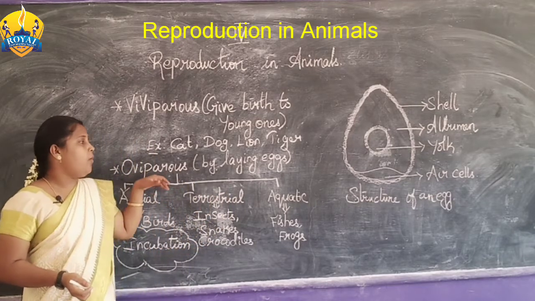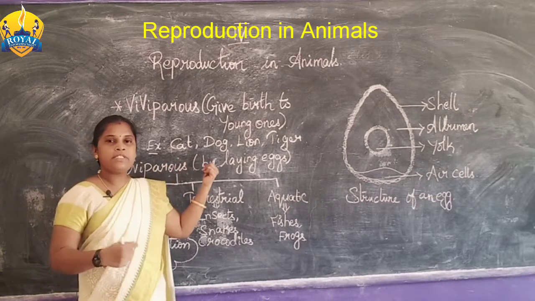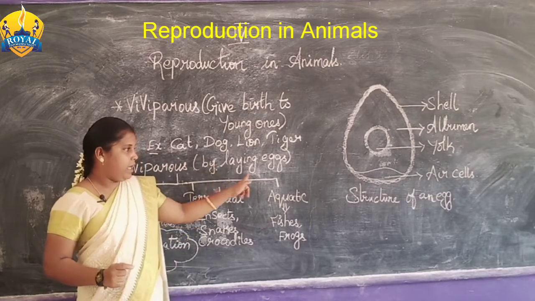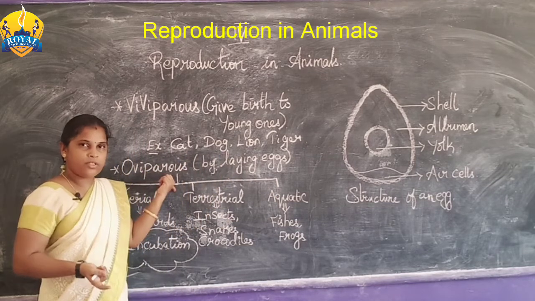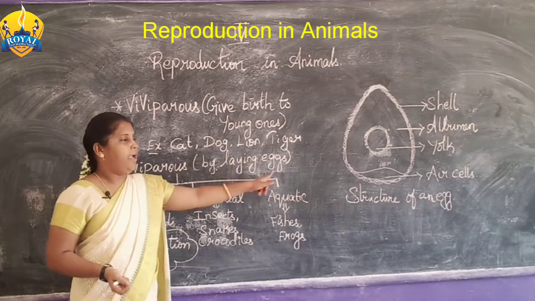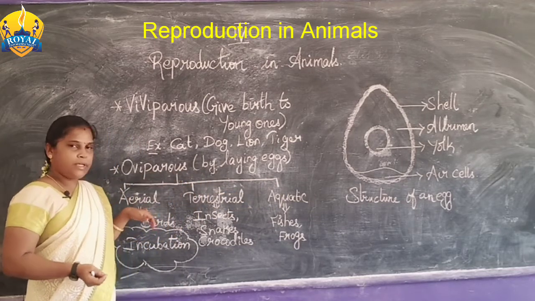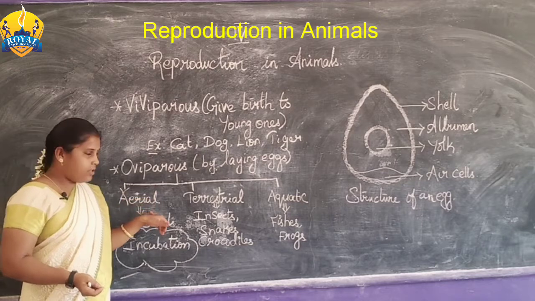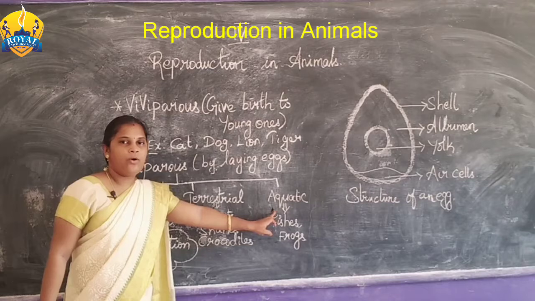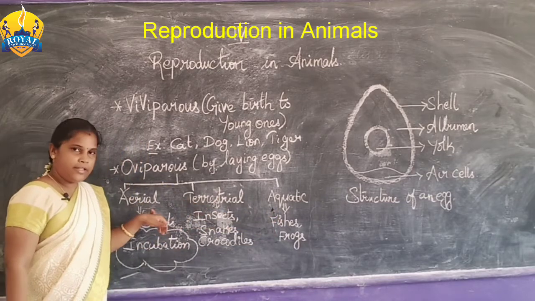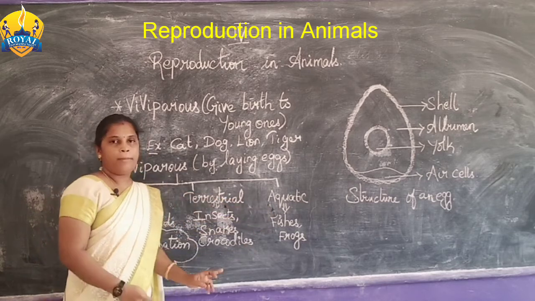Next one is oviparous animals. What is oviparous? Animals which give birth to young ones by laying eggs. Now oviparous animals are of three types: aerial oviparous animals, terrestrial oviparous animals and aquatic oviparous animals.